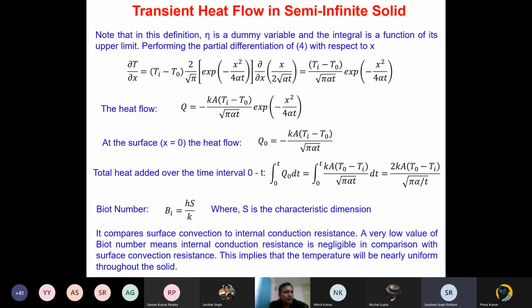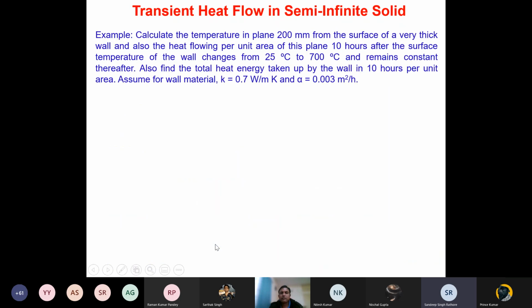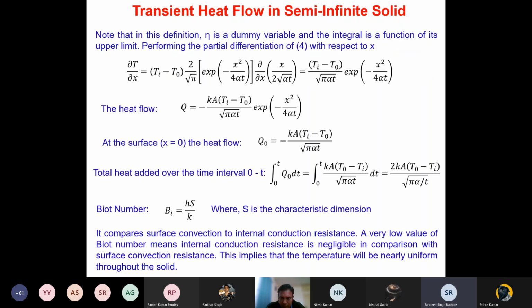Yes, sir. Okay. So let's look at one example on this. So this Biot number we have already seen. Sir, how do we calculate that characteristic dimension S? I mean, is it given or? Okay, so characteristic dimension for the sphere will be what? Radius. Isn't it? Okay. I thought it is some physical quantity which needs to be calculated.